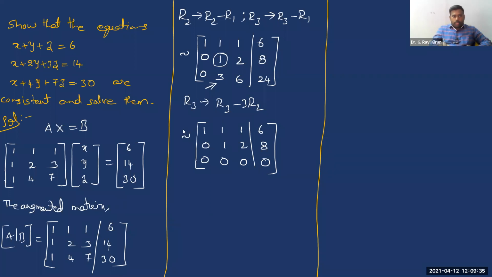Right? Now see, we got the required echelon form. Since we got the echelon form, from this we can write the ranks of matrix A and AB. Now look at this matrix and try to tell me what is the rank of the augmented matrix.